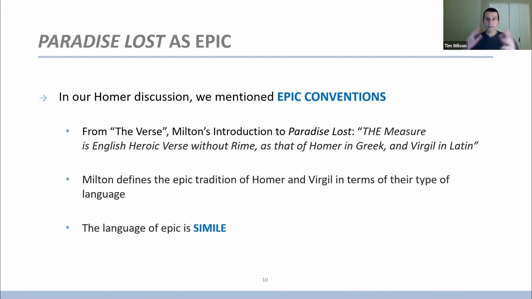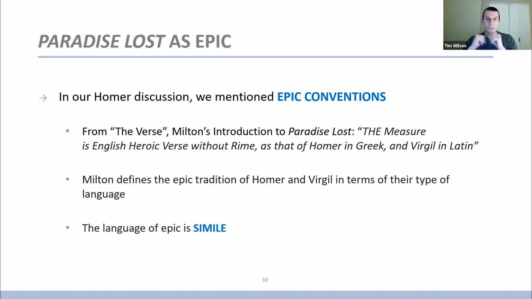So there's five iambs, five combinations of unstressed and stressed syllables, generally in a line of unrhymed lines. And he says that this is heroic verse, that this is what Homer and Virgil used. So for him, the epic tradition is defined by the type of language it used right off the bat. First of all, that's what he points to.